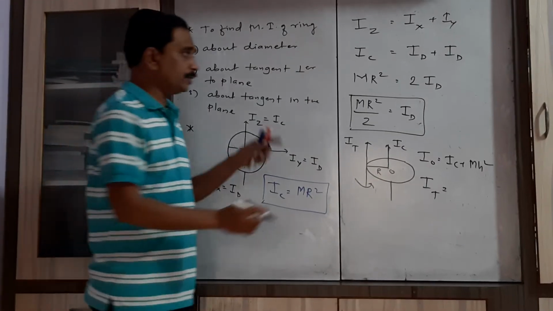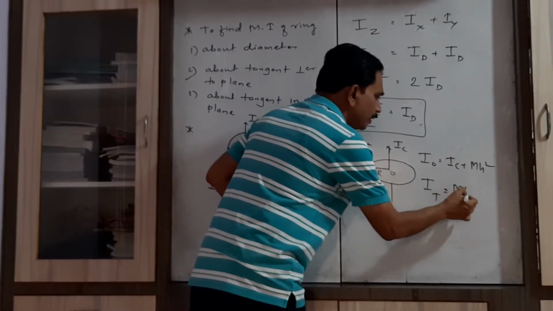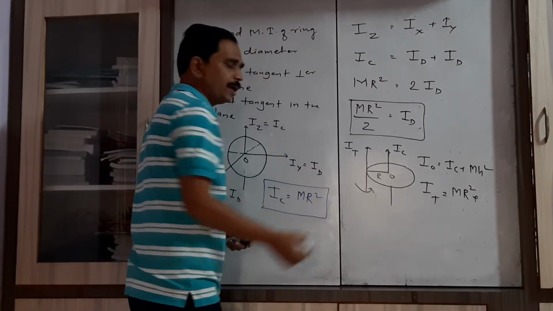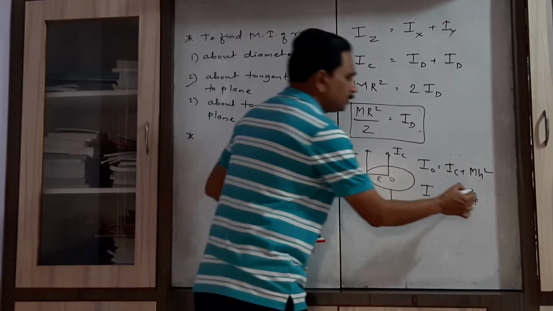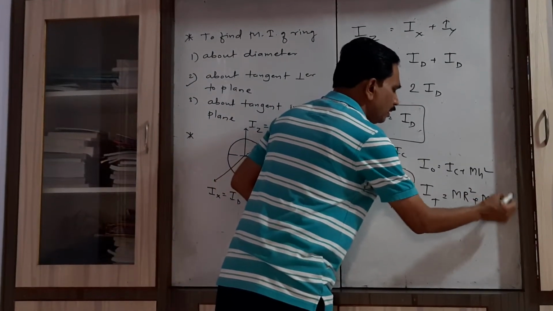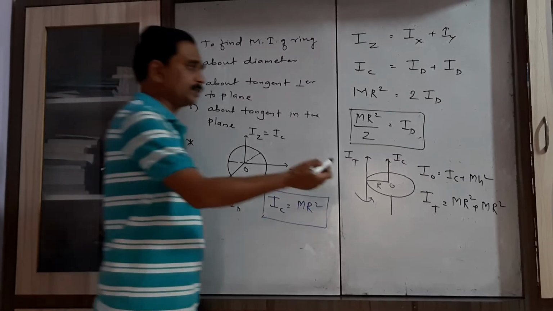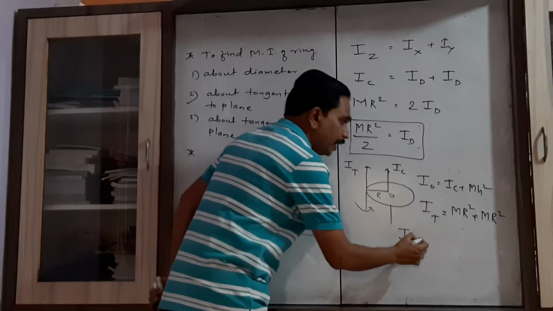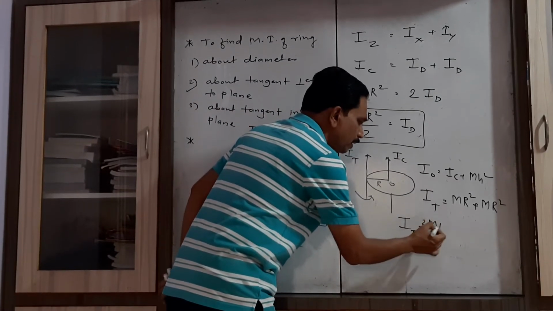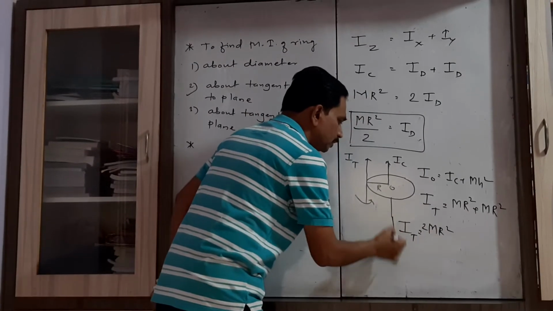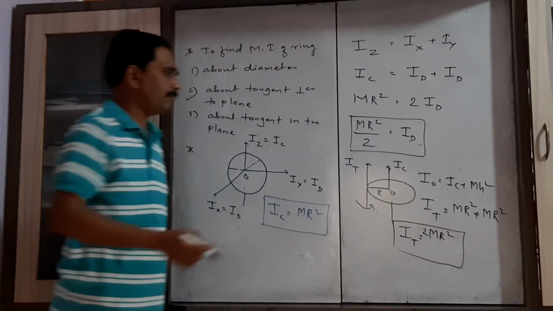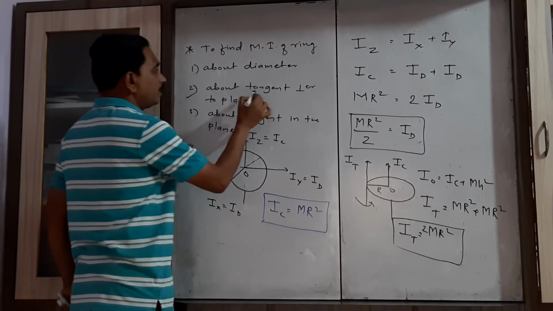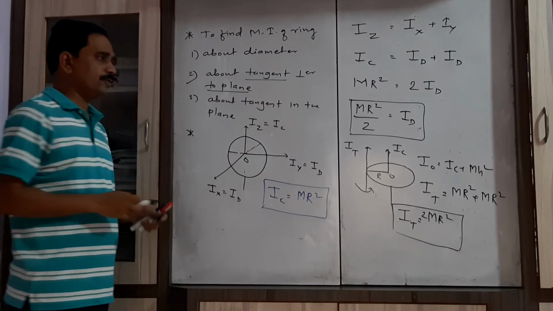Ic equal to, you have to put mr square. And what is h? h is the distance between the two parallel axes, which is the radius. So that is equal to mr square. Now mr square plus mr square is twice mr square. So it is simply equal to twice mr square. This is the required formula for the moment of inertia of a ring about a tangent perpendicular to the plane.